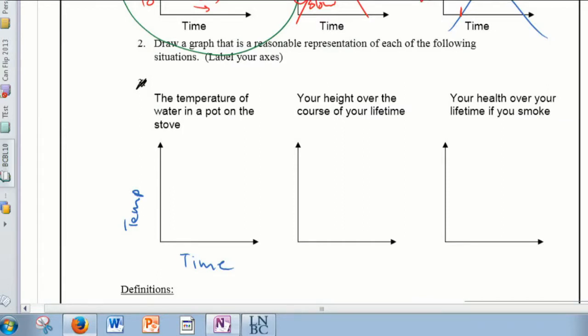All right. What is my graph going to look like? What happens to the temperature in a pot of water? Does the temperature increase or does the temperature decrease if you put a pot on the stove?